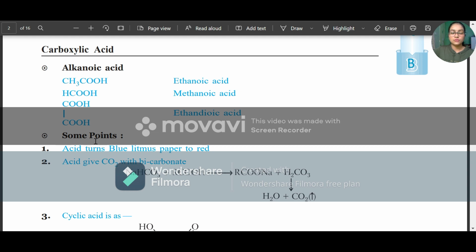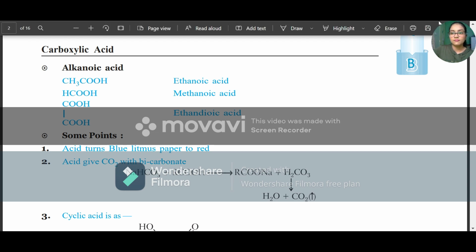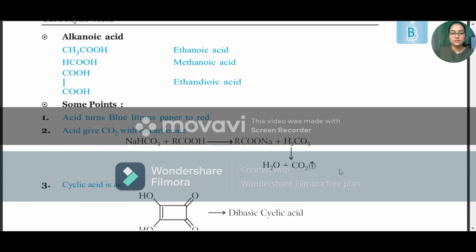Now some key points which you need to remember. Acid turns blue litmus red. Acid gives CO2 with bicarbonate. So bicarbonate reaction with acid gives a sodium salt and carbonic acid. Carbonic acid readily dissociates into H2O and CO2, and CO2 comes out.